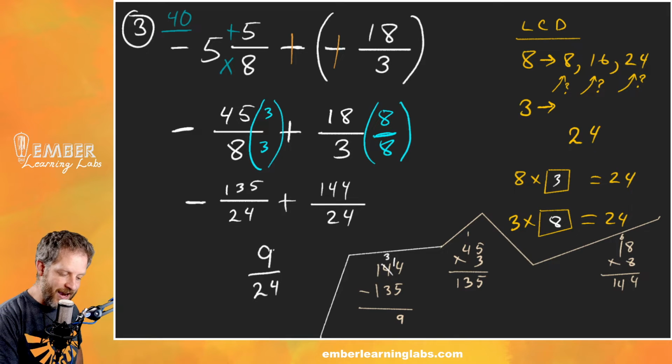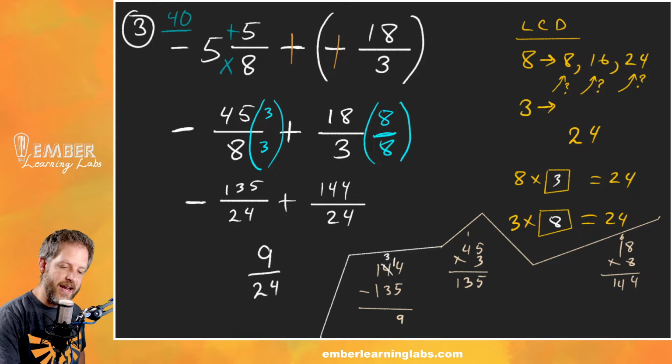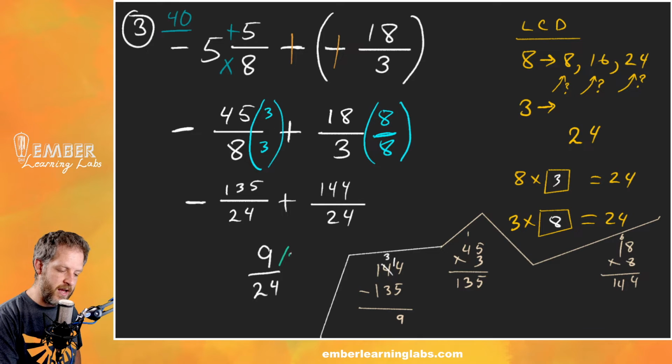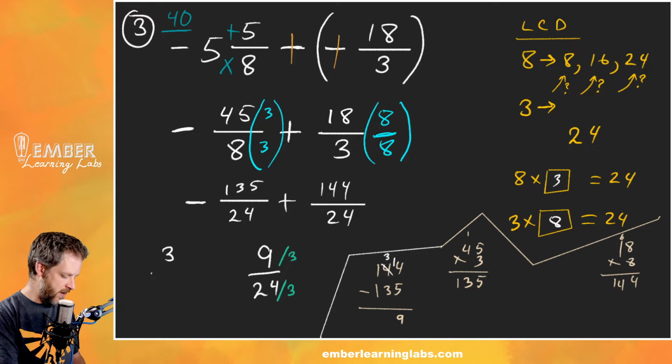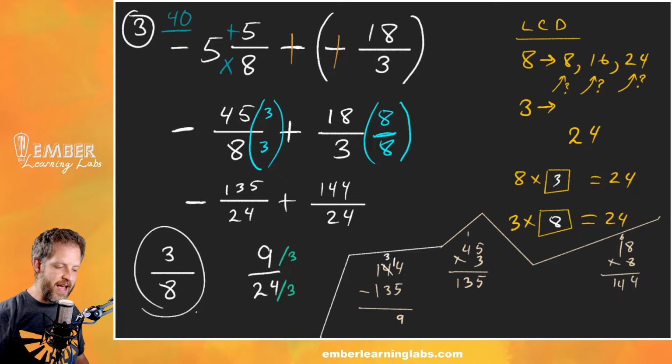because 9 and 24 are both divisible by 3, so we've got to finish this out by reducing this fraction by a 3. So 9 divided by 3 is 3, and 24 divided by 3 is 8. So 3/8 is the answer.